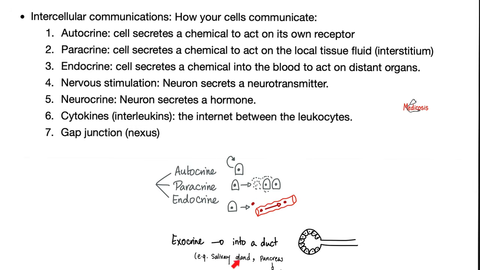Exocrine glands, like your salivary glands or sweat glands, have a duct. But endocrine glands are ductless. They don't have a duct, they just dump their secretions into the bloodstream.